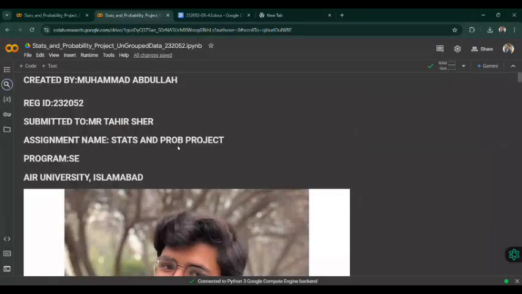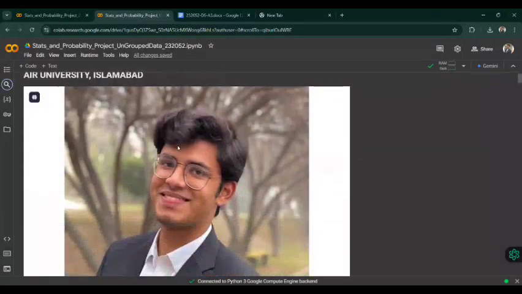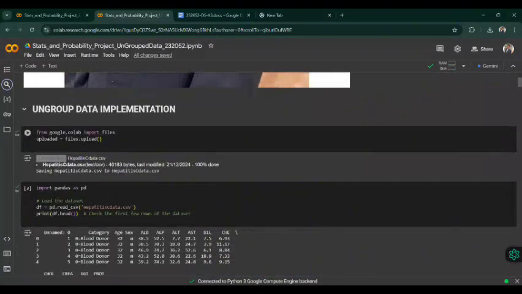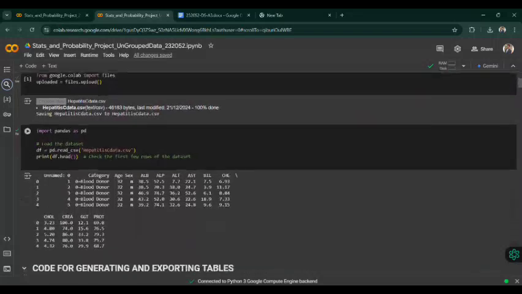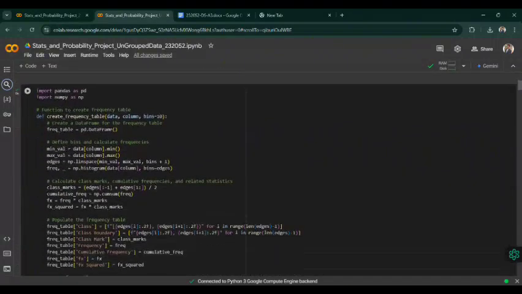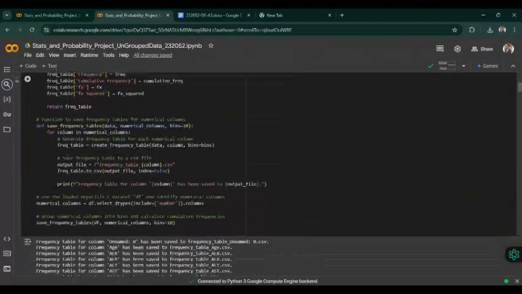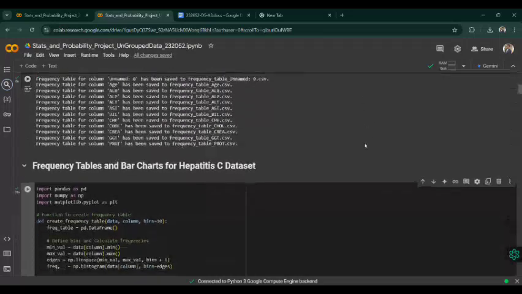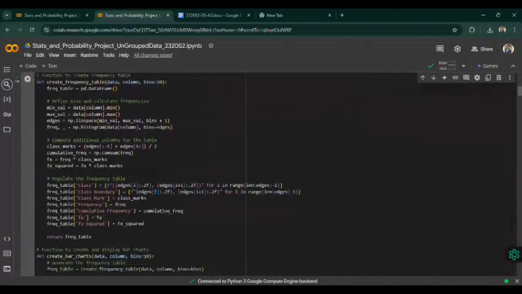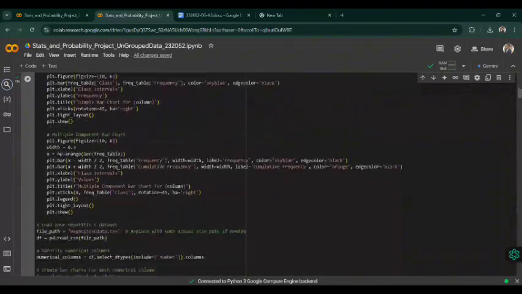Hello everyone. In this part of the project, I focus on analyzing ungrouped data from the hepatitis C dataset. My primary goal was to clean the dataset by addressing missing values, filling numerical columns with zeros, ensuring accuracy in further analysis. Next, I categorized the data into numerical and non-numerical columns for targeted visualization and analysis.